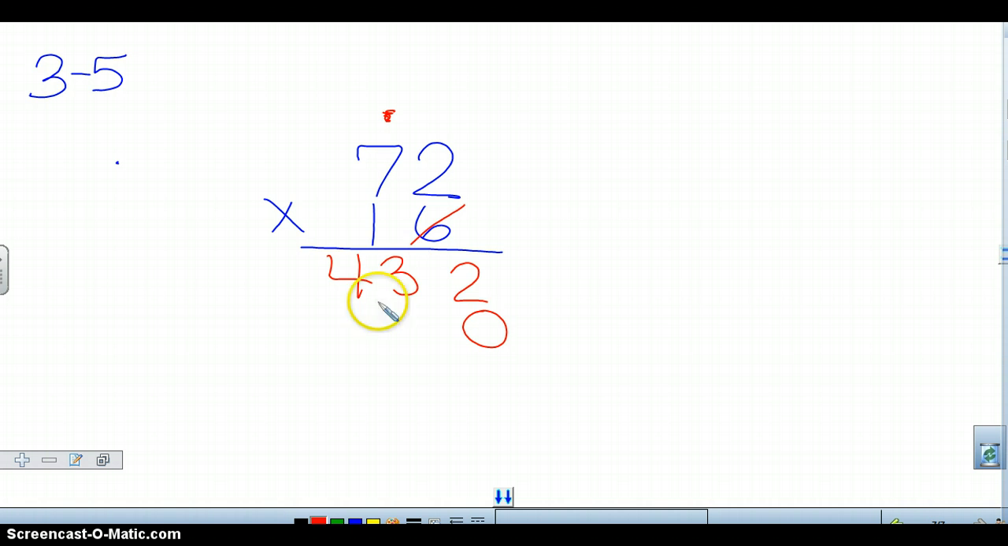So now 2 times 1 is 2 and 7 times 1 is 7. Now I have to add. Make sure you are lining these numbers up so you don't make a silly mistake in adding. 2 plus 0 is 2, 3 plus 2 is 5, 7 plus 4, 11. I come over 1, 2, 3, and put my comma. 1,152.